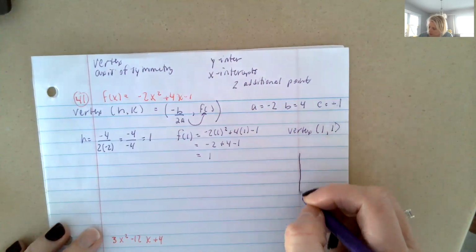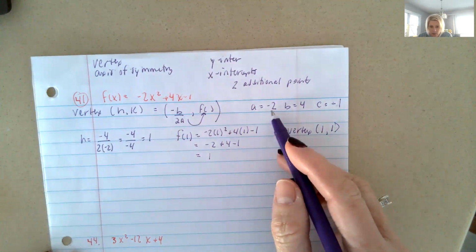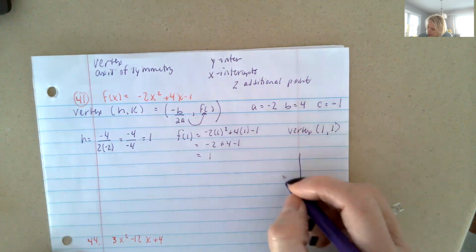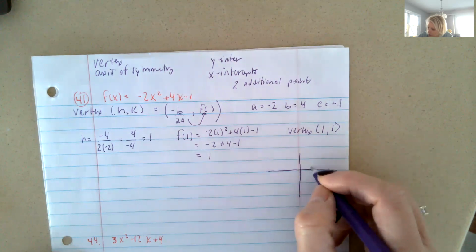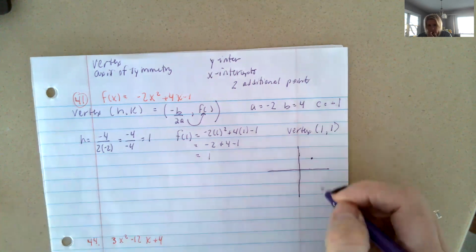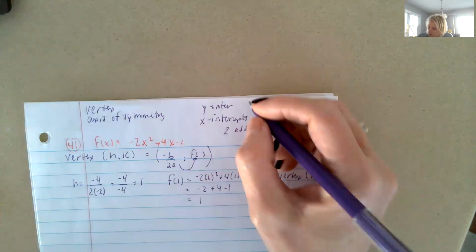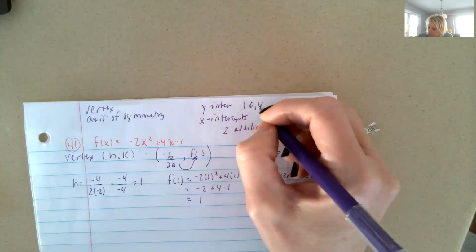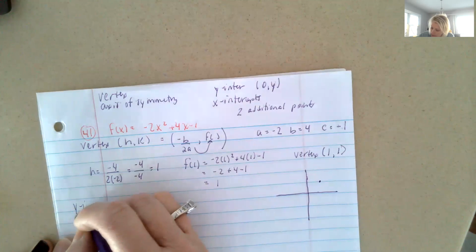So I'm going to start sketching. And a is less than 0, so I know it's face down. So over 1, up 1, I'm going to say is right there. I know it's face down, but they also want us to get our y-intercept. So our y-intercept is the y value when x is 0. So we can find that.